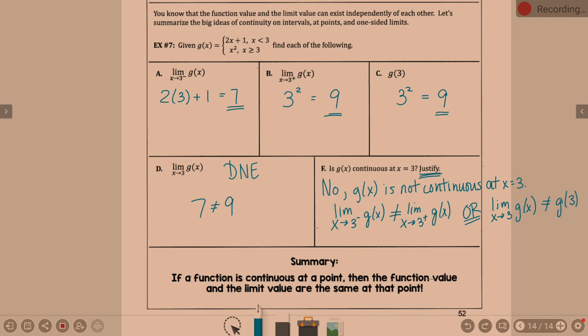Okay? Summary. If a function is continuous at a point, then the function value and the limit value are the same at that point. If you walk out of here not knowing what continuity is, I don't know what to say. Maybe calc is not for you if you don't know what continuity is at this point, because man, I feel like I have driven this into the ground.